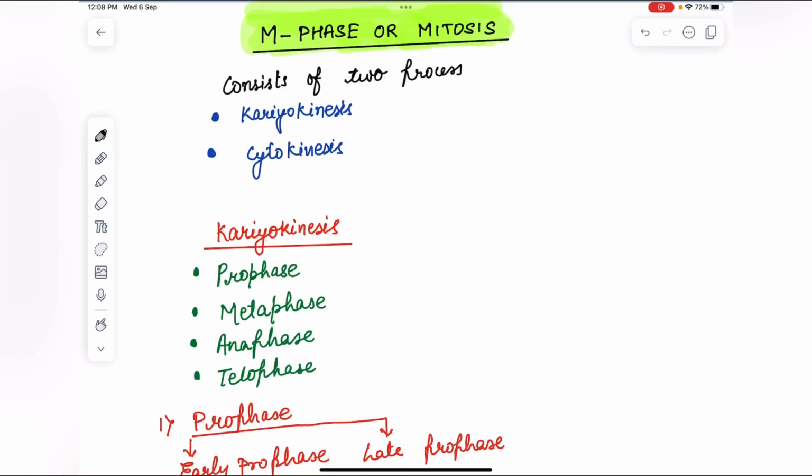Today in this video I am going to discuss mitosis. In the previous video I already discussed interphase, which is called the preparatory phase. In that we saw the G1 phase, S phase and G2 phase. G1 is called the growth phase, S is called DNA synthesis, and G2 is called growth and preparation for mitosis. So we have already discussed that.